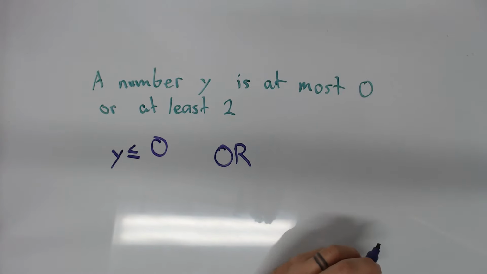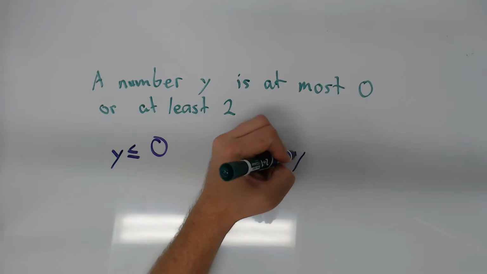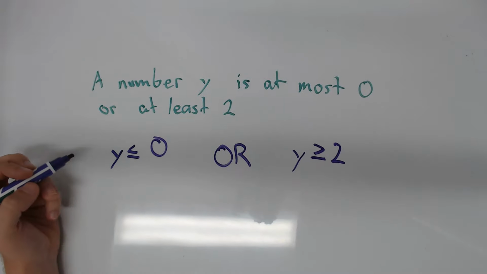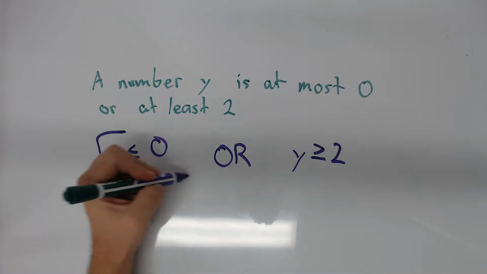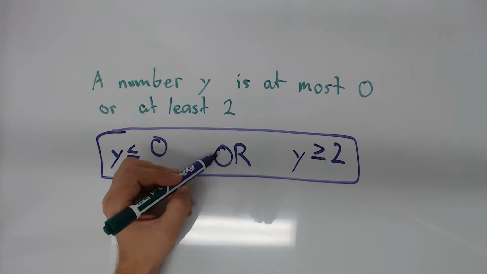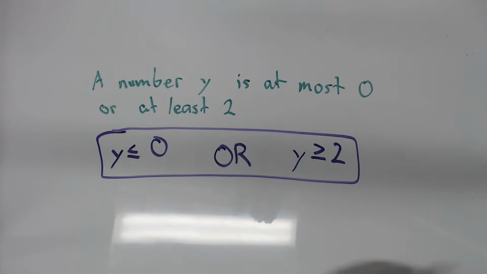Y is smaller than or equal to 0, or at least 2. Y can be bigger than or equal to 2. So this is the compound inequality. Now with or, this is really the only way to write it. With and inequalities, there's a second way we can write it. And so when we get to an example like that, I'll talk through it. That should be next, actually.